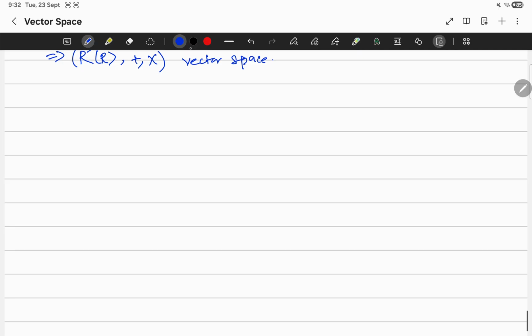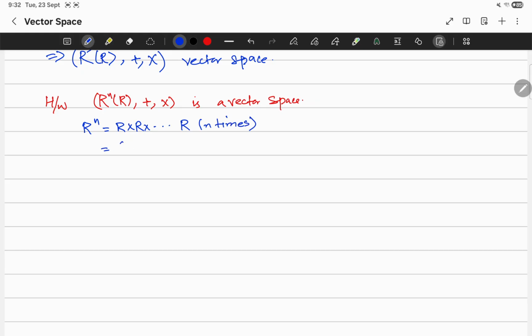Okay, so now it's the homework for you. You will prove that Rn over R, with usual addition and multiplication, is a vector space. So what is Rn? I will define it here. The Rn is nothing but R cross R and so on, R how many times? N times. So you know what the element here is. It is a set. If x is any element in this, it has n coordinates, let's say x1, x2, and so on up to xn. Okay, so these xi's are from R. So this is a vector space as well.